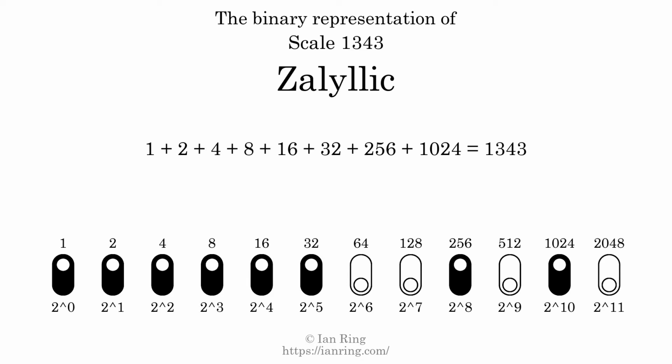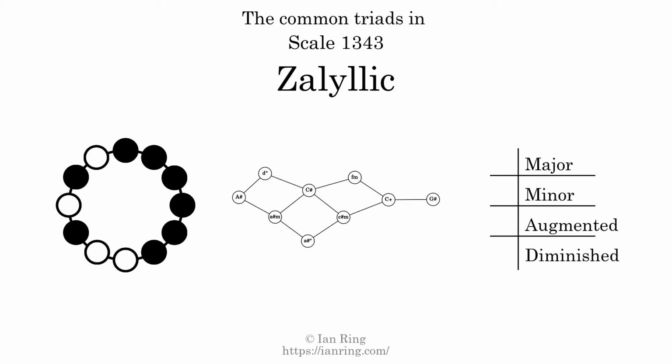1343. The scale number not only enumerates the scale with a unique index, but it also literally describes the tonal content of the scale. Represented as a binary number in base 2, the scale number is 0101001111111. Here are the common triads present in this scale.